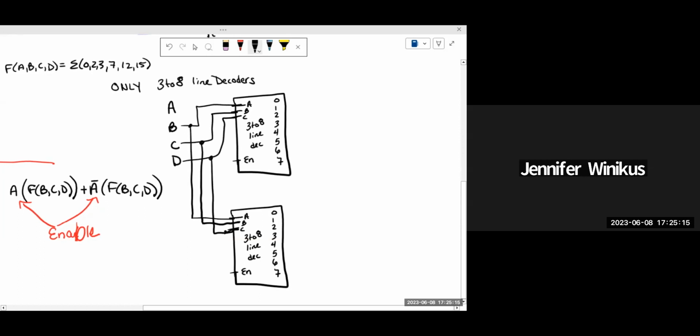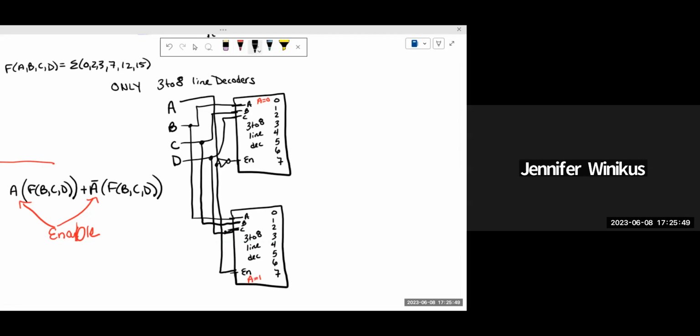Then our enable is going to be driven by A. When A is 0, we want the top half to be the value that we connect. When A is 1, we want it to be the bottom half. So this spot up here is when A is 0, and this is when A is 1, allowing us to break things apart.